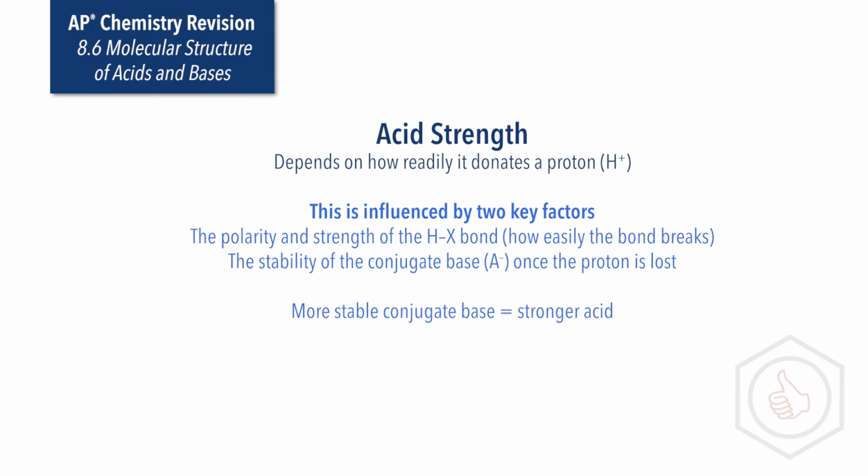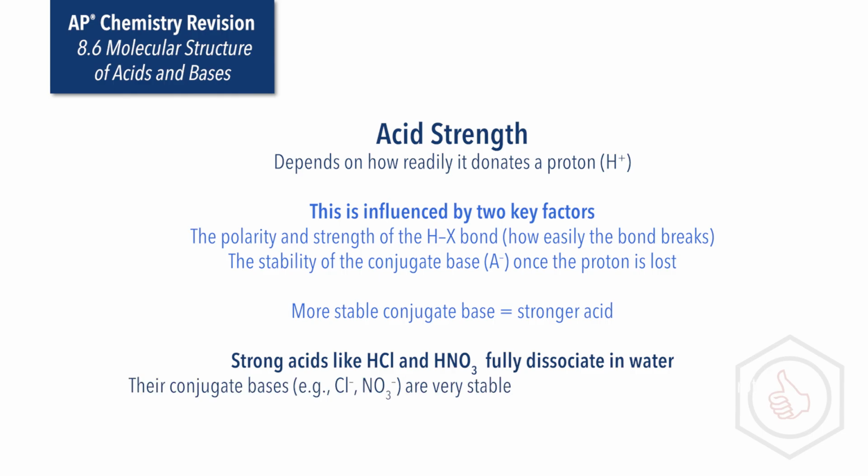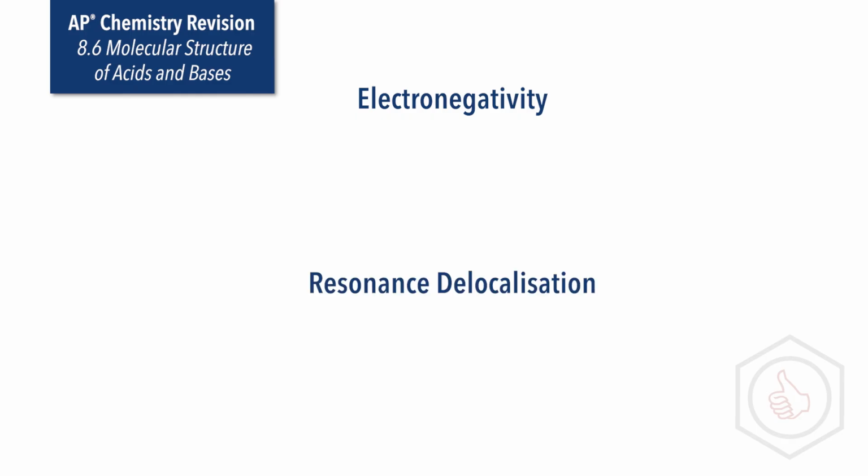Strong acids like HCl and HNO3 fully dissociate in water. Their conjugate bases, so Cl- and NO3-, are very stable, so they don't readily accept the proton, which means they remain as the conjugate base ion, keeping the acid molecules dissociated in solution. Electronegativity and resonance delocalization affect conjugate base stability.